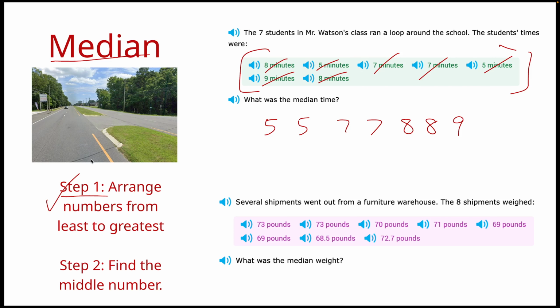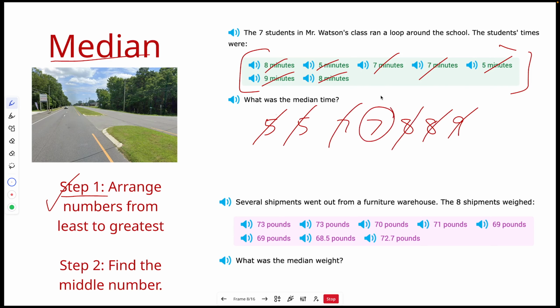Okay, what number is exactly in the middle? The way I like to do it is I like to cross off one on each end, then cross off one on each end again, repeat until you get the middle number, which is 7. All right, and so step 2 is done. The median here is 7. Now, some of y'all might have thought to yourself, well, what happens if there's 2 numbers in the middle?